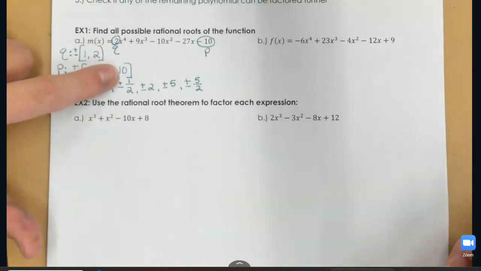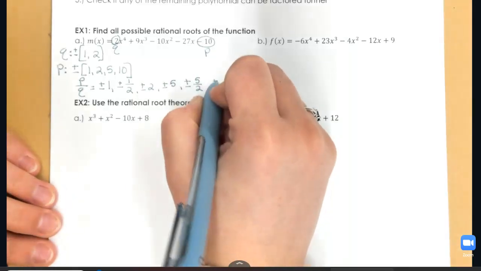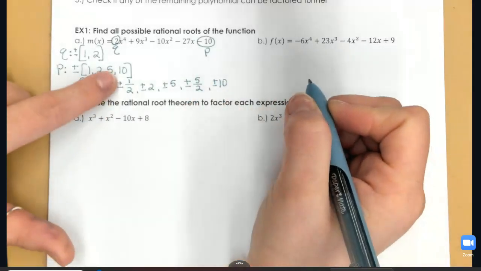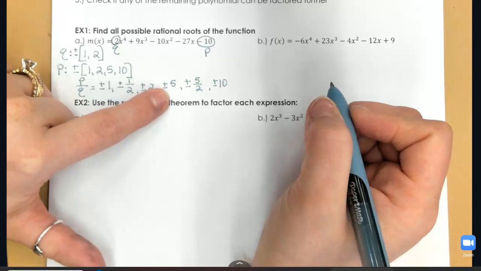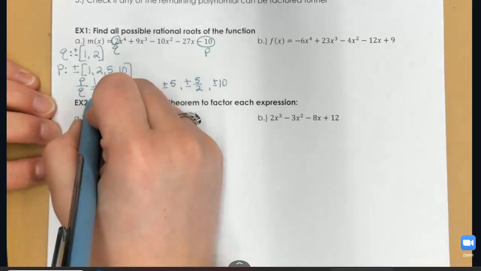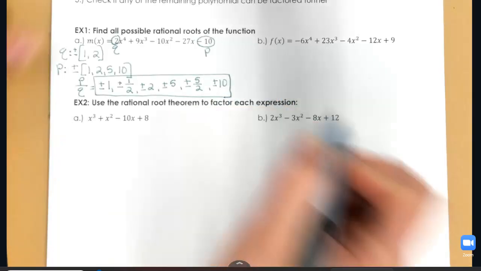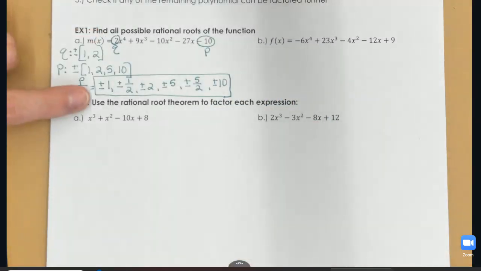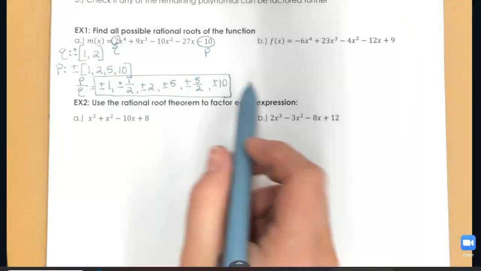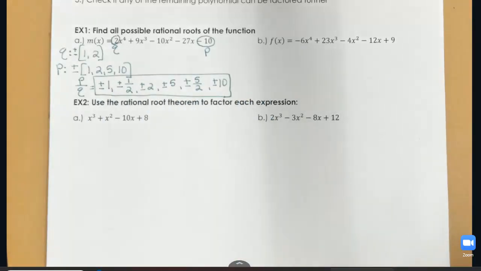Okay, our last p-value is 10. 10 over 1 is going to be plus or minus 10. And then 10 over 2 would give us 5, which we already have. So these are all of my possible rational roots, meaning if I were to divide my polynomial by x plus or minus this value, I would get a remainder of 0 for one of these, or more than one, okay?